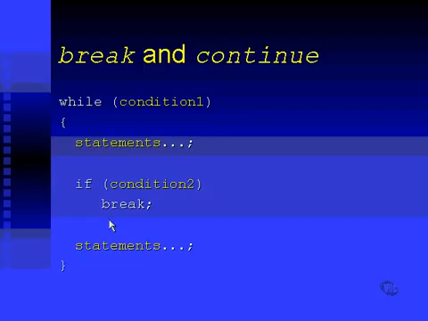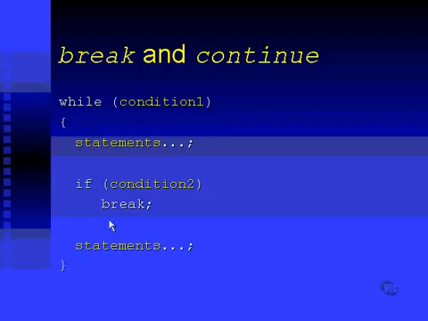While condition 1. Move on, execute some statements. Assuming that condition 1 is true, we're going to execute the first block of statements. Now we come across condition number 2. If that is true, then we execute the break statement. What does the break statement do? Well, it breaks out of the loop. It's as simple as that. It just breaks out of the loop. The loop ends at that point.